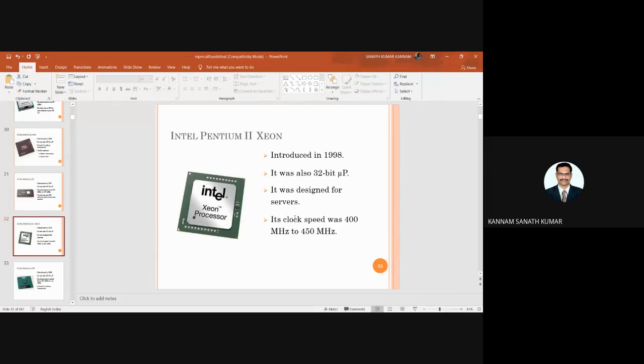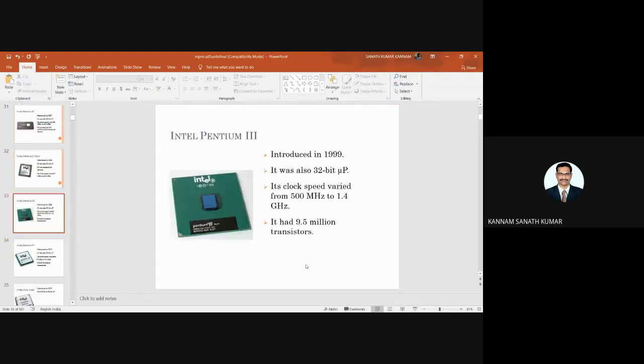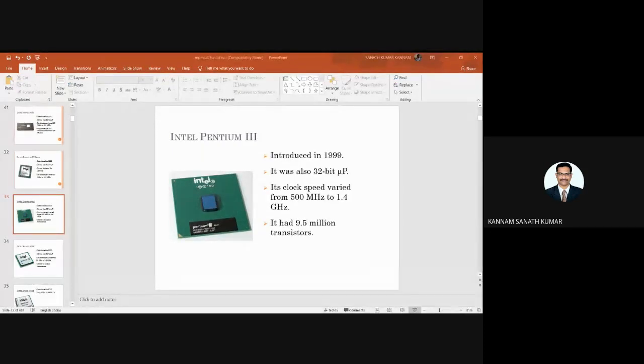Okay, Pentium 2 Xeon is basically designed for servers. Okay, so Pentium 3, if you see, it was introduced around 1999. It is also a 32-bit microprocessor. The speed is 500 megahertz to 1.4 gigahertz, and it consists of 9.5 million transistors.